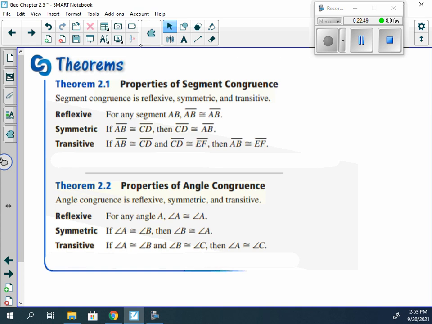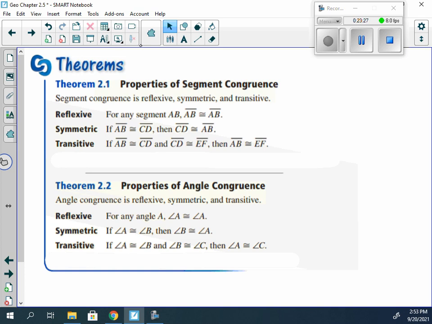Symmetric: if segment AB is congruent to segment CD, then segment CD is congruent to segment AB. Transitive: if line segment AB is congruent to line segment CD, and line segment CD is congruent to line segment EF, then line segment AB is congruent to line segment EF. Isn't that the exact same transitive property we had on Friday? If A equals B and B equals C, then A is equal to C? Yes, the only main difference is here we're talking about what? Line segments.